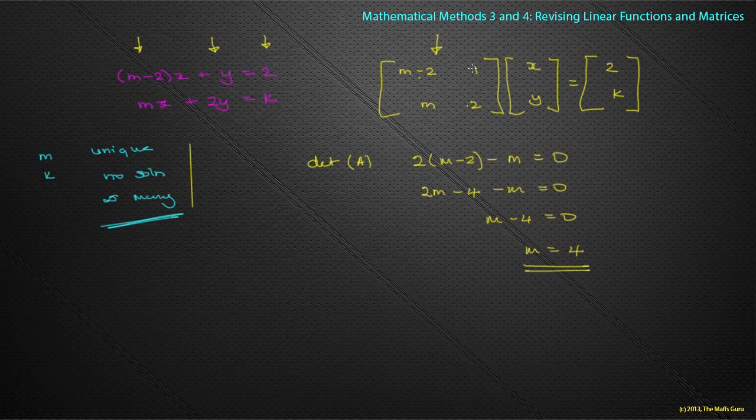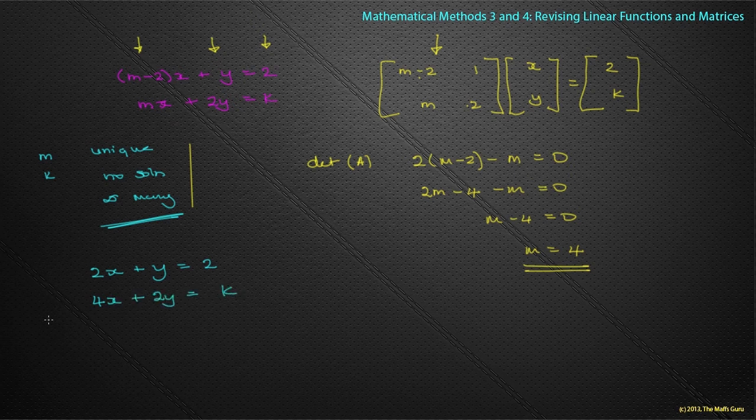We go back and use a bit of our knowledge from previous. We now know that m equals 4 is actually an important value to us. How does that help us with this? Well, let's think about it. If we now substitute m equals 4 into these two equations, what do I get? I get 2x plus y is equal to 2, and we know that 4x plus 2y is equal to k.